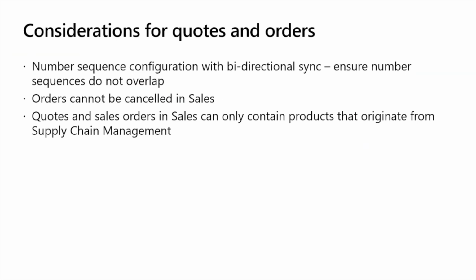I mentioned that orders can't be cancelled in sales. And for quotes and sales orders in sales, they need to contain products that originate from supply chain management. So you couldn't synchronize a product that was created directly in sales. And obviously with this, you've also got the write-in products, so you need to specify a sales category if in sales, you choose a write-in product.